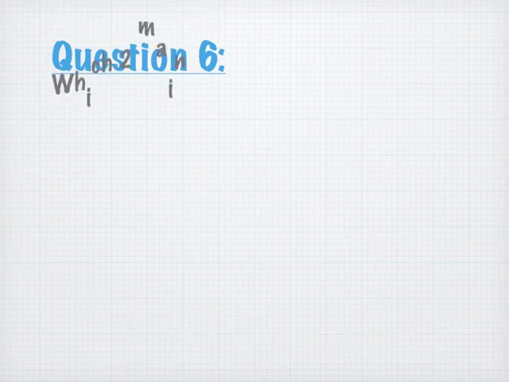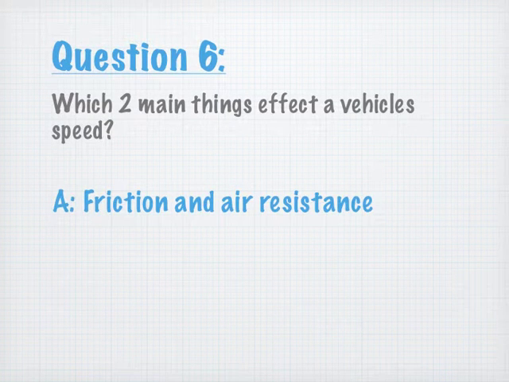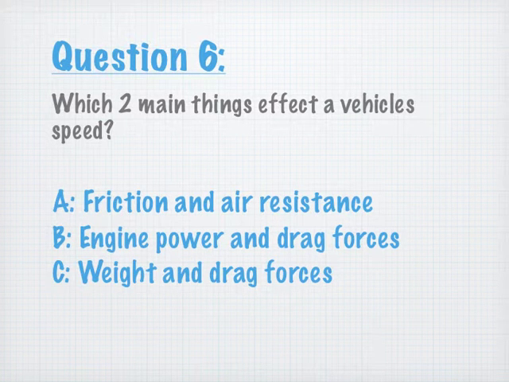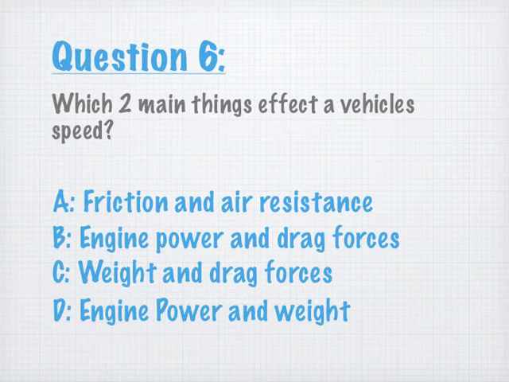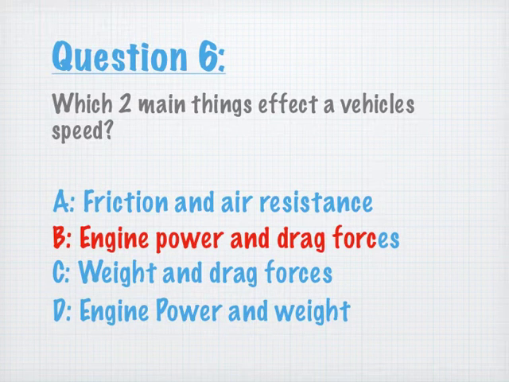Question 6. Which two main things affect a vehicle's speed? A. Friction and air resistance. B. Engine power and drag forces. C. Weight and drag forces. D. Engine power and weight. You have 5 seconds. And the answer is B. Engine power and drag forces.